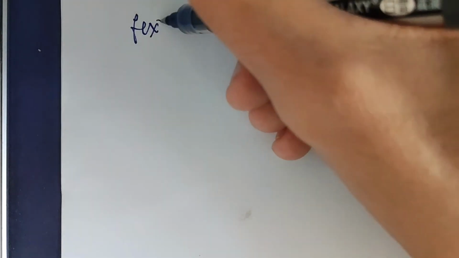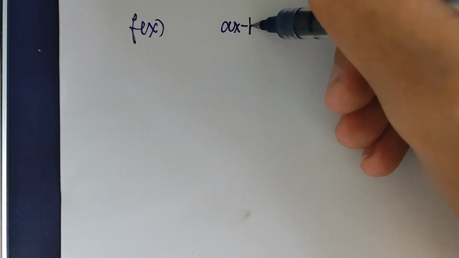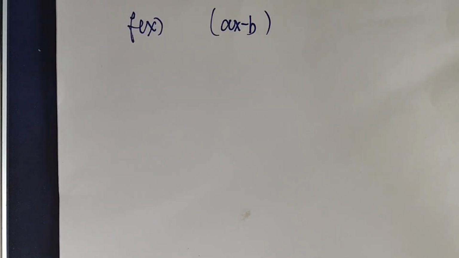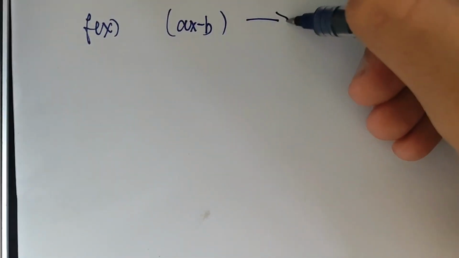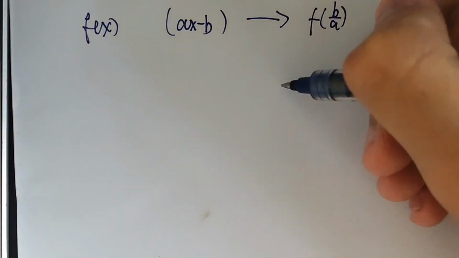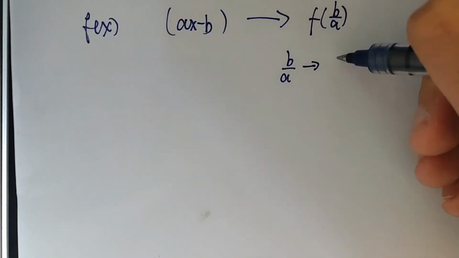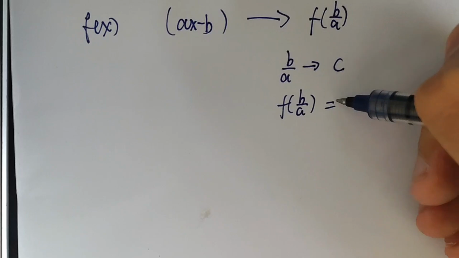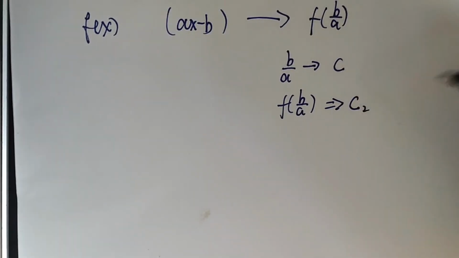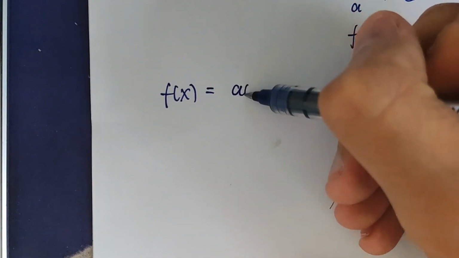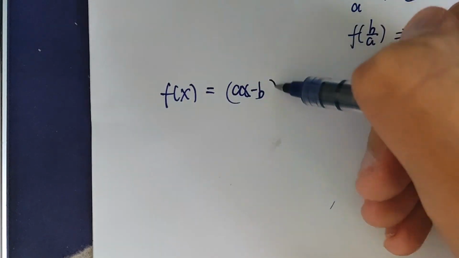So the remainder theorem states that when a polynomial f(x) is divided by ax minus b, the remainder must be f(b/a). And b and a are constants, so b over a is a constant, and f(b/a) must be another constant. This is because we can write f(x) as q(x)(ax minus b) plus r(x).